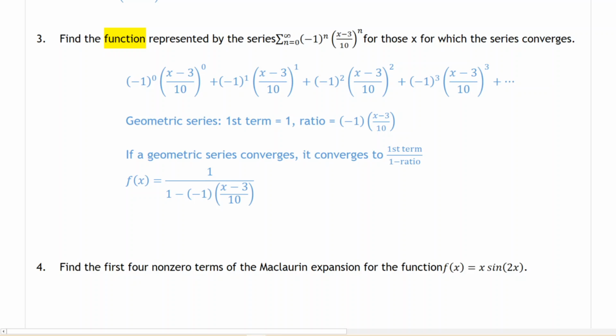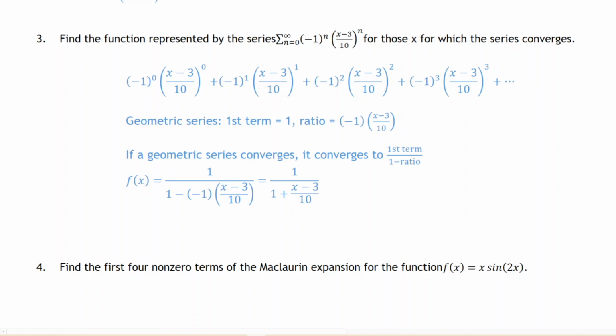Now this problem says to find a function, so I feel pretty good about making this equal to an f of x. So what we see here is the first term 1 over 1 minus the ratio. Now this isn't the nicest looking function, so let's try to simplify this a little bit.